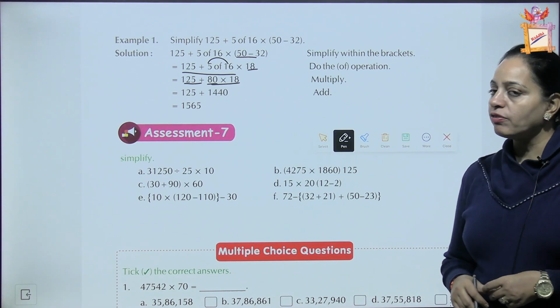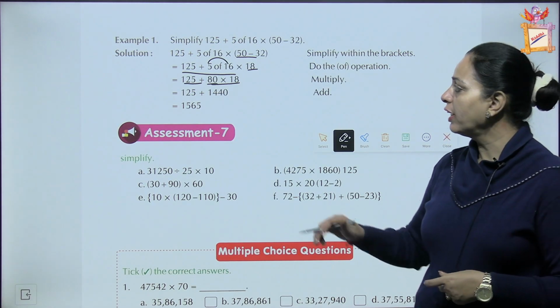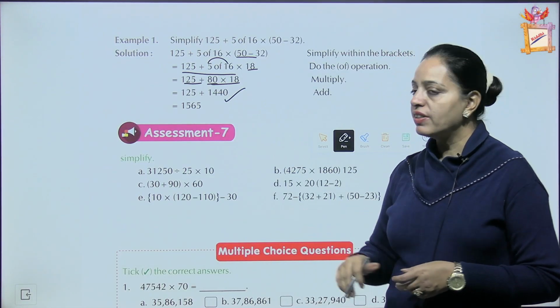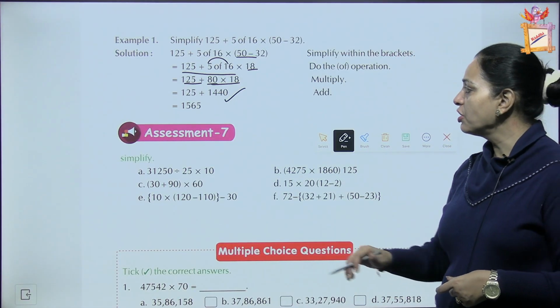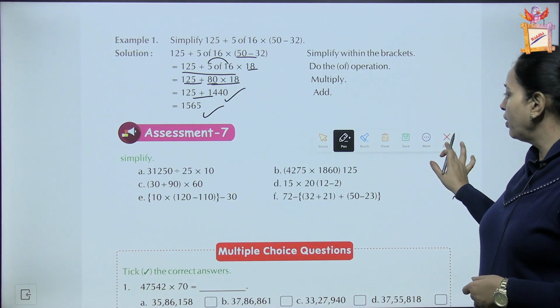Now after this we have to solve BODMAS, no division. So multiply solve करेंगे, इन दोनों को multiply कर दें. This is the value. Now addition, दोनों को add कर दें. This is the answer. So very interesting.